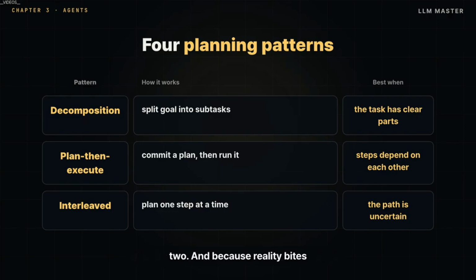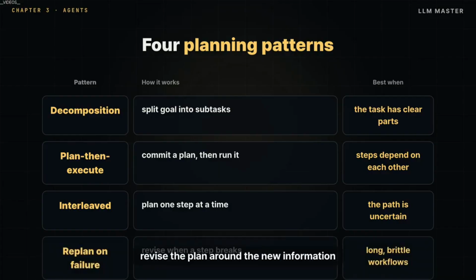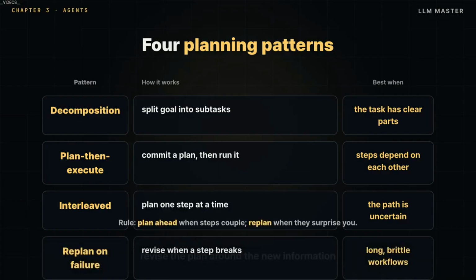And because reality bites, real agents add replanning. When a step fails, revise the plan around the new information instead of blindly retrying. The engineering judgment is knowing which to reach for. Tightly coupled steps, plan ahead. Unpredictable environment, stay lazy and replan. Most robust agents blend both: a rough plan, revised as results come in.